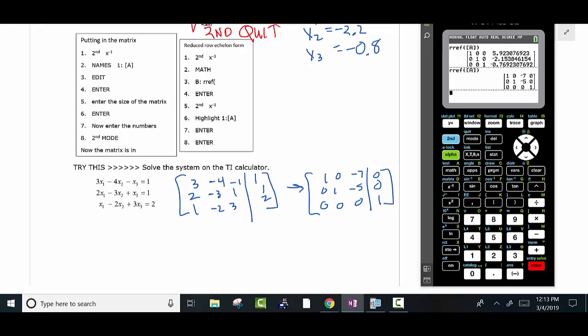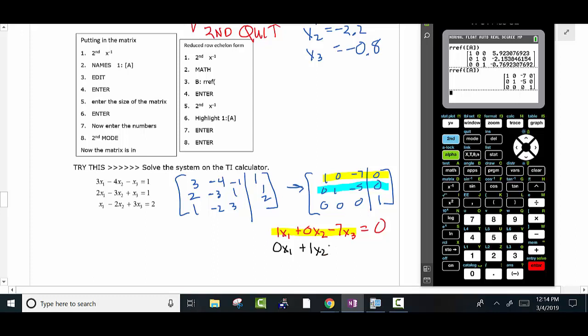Now here's what this means. That first row right here, and you want to write this down, means 1x1 plus 0x2 minus 7x3 equals 0. That's the meaning of that equation in those numbers. The second row means this: 0x1 plus 1x2 minus 5x3 is equal to 0.